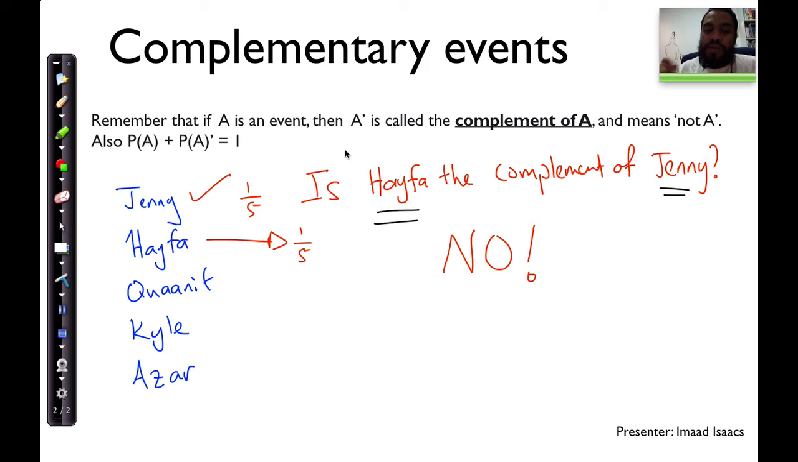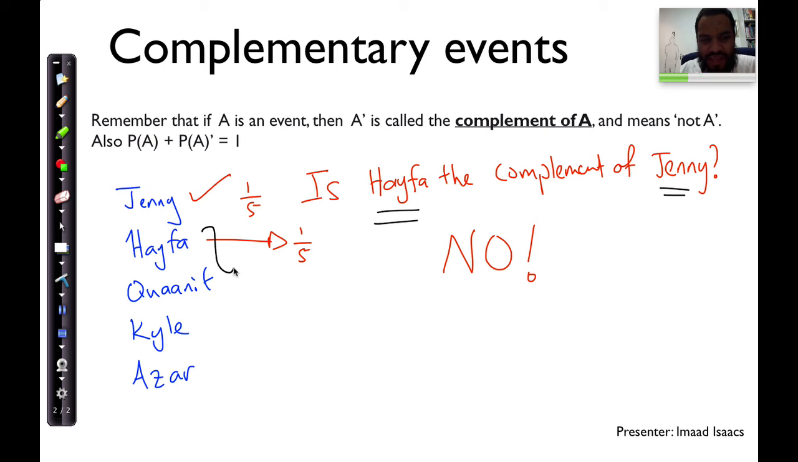For them to be complementary events, if I take this probability and I add this probability, they must add up to 1. Now, when we have that challenge, the question to ask is, what is the complement of Jenny? Listen carefully: it is everything that is not Jenny, in the sample space. Karnit is not the complement of Jenny. Hafer is not the complement of Jenny. Although none of them are Jenny, they are not the complement for statistical purposes in the sample space of Jenny.